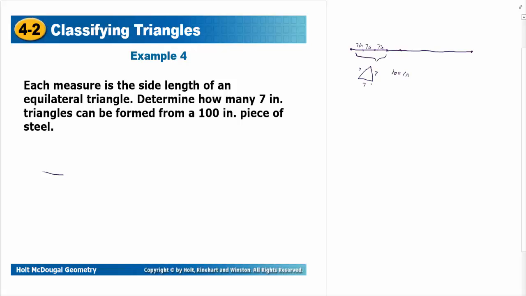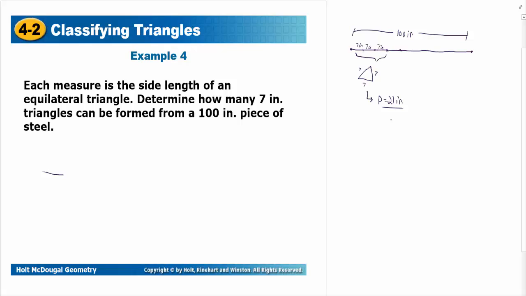So again, let me erase this so I can move it over on top. So I've got a 100-inch segment here. Obviously that is not to scale, right? And they're asking how many of these can I pull out and form a triangle? So when you look at each one of these triangles, let's look at the perimeter. The perimeter is going to be 21 inches. So that's what we're really asking.